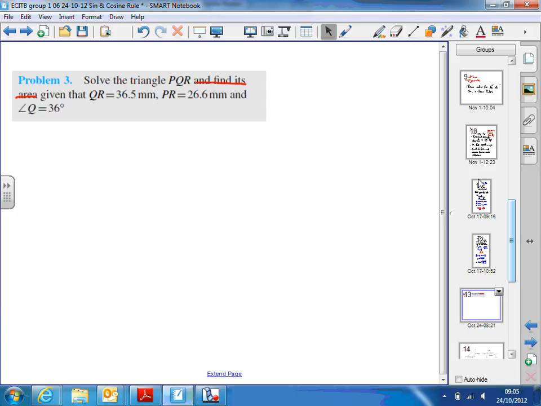This problem has to do with using the sine rule or the cosine rule. Let's just look at this one example. We've got triangle PQR. I've no idea what this triangle PQR is going to look like, but let's label it PQR.